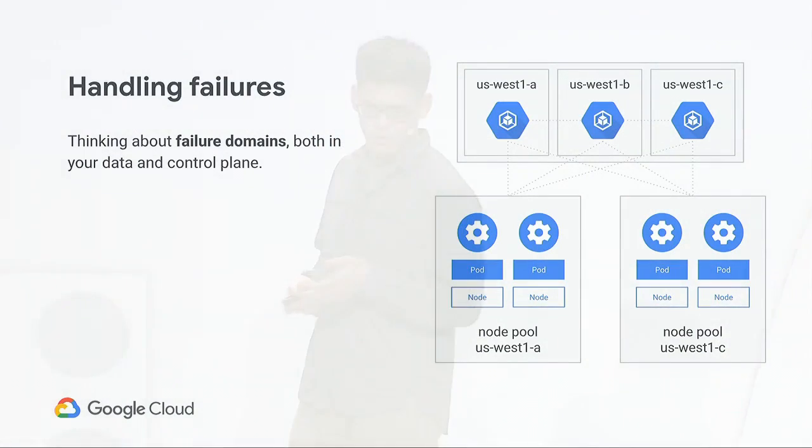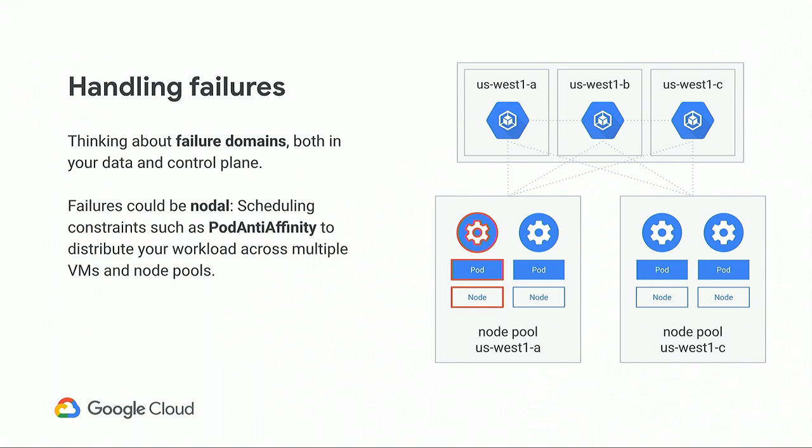Now, finally, in terms of scalable services, we should talk about failures. The common way to think about failures is to think about failure domains. And in this case, we have to think both about our data and control plane. What this means is that if you have a single or maybe multiple faults, they won't cause disruptions to your users. Now, we could have failures of, for example, a VM.